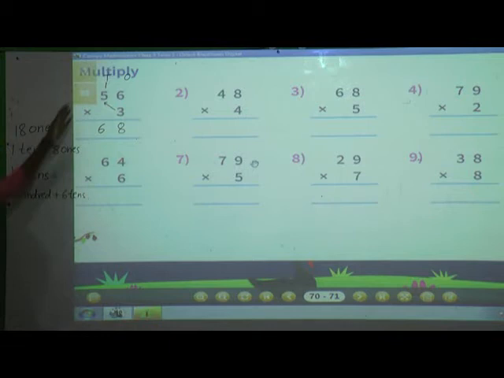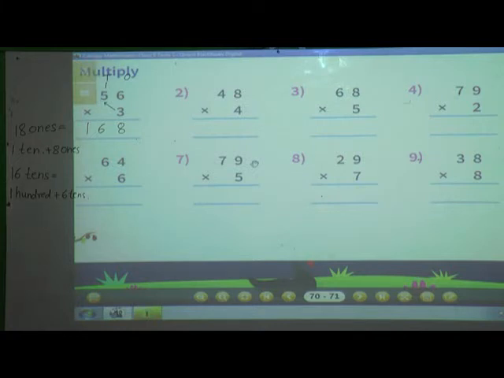But see here, at hundreds place nothing is there, only this is a 2-digit number. So instead of giving a carry we can write directly here 1 hundred. So 56 into 3 is equal to what? 168. Okay. Then we will move to the next example.